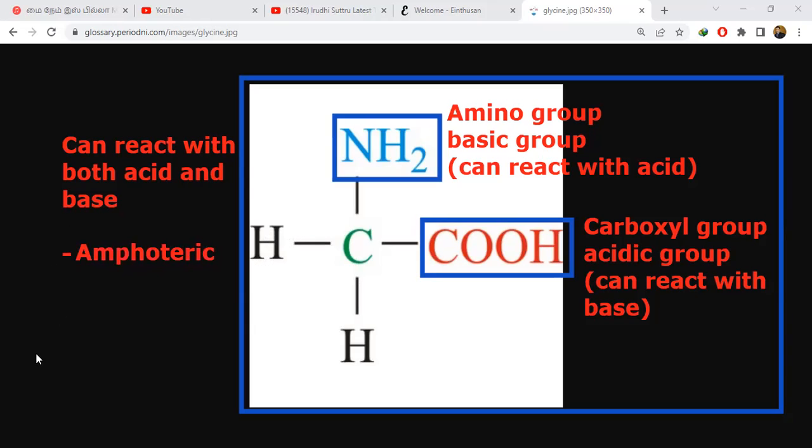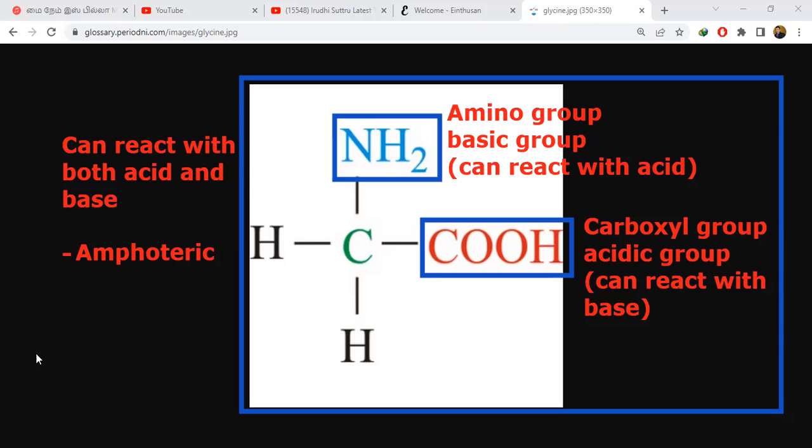Why are amino acids called amphoteric? They can react with both acids and bases. Which group will react with acid? Amino group. Which group will react with base? Carboxyl group. Any amino acid has an amino group and a carboxyl group, right?